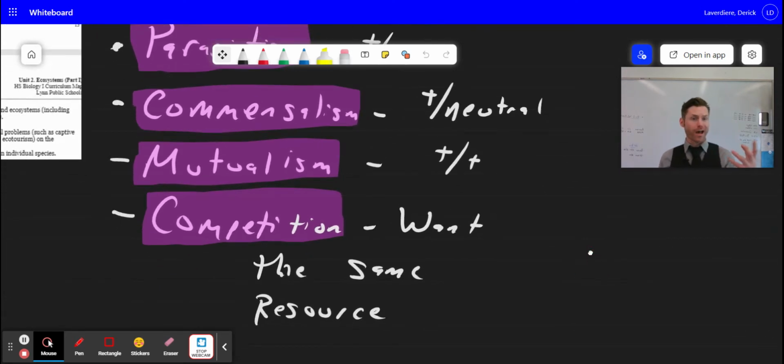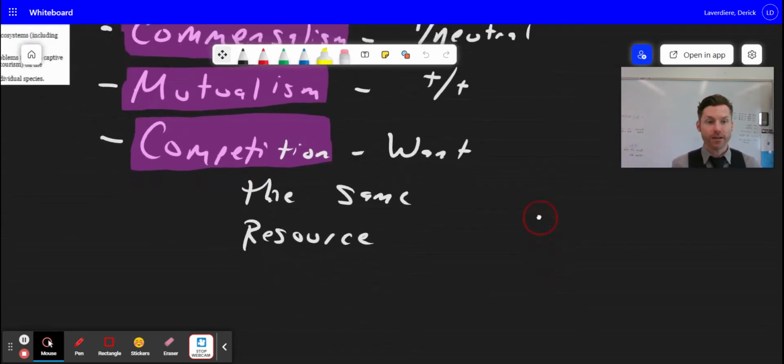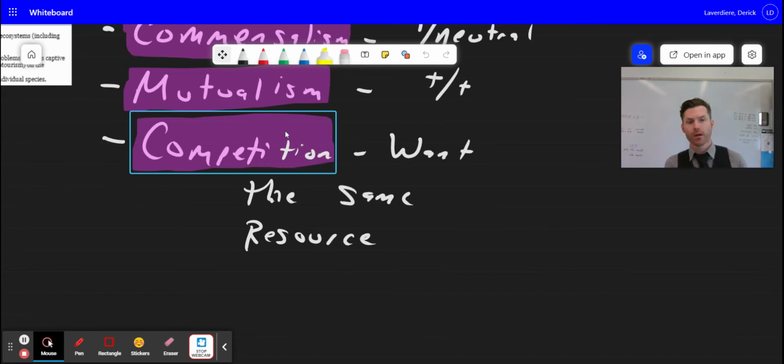Mutualism is where both parties benefit. Okay? So an example of mutualism is bees and flowers. Okay? The bees get the nectar from the flowers in order to make honey, and the flowers get pollinated by the traveling of the bees so that they can make baby flowers. Okay? Both parties benefit. It's mutualism. And finally, there is competition, and that's when two different species want the same resource, and there is a limited amount of that resource, and so they have to compete for it.